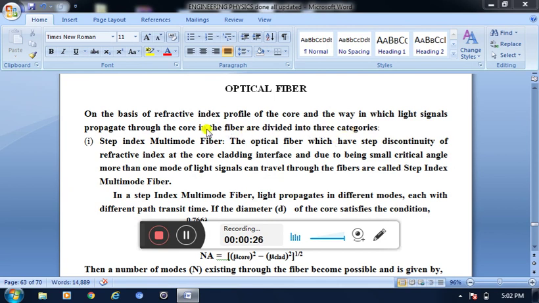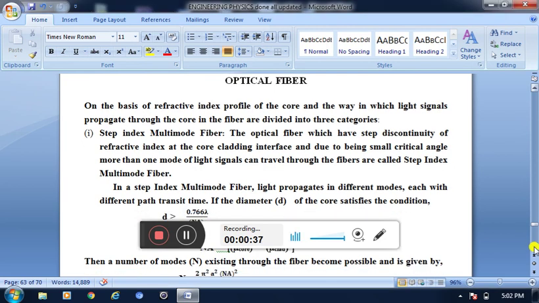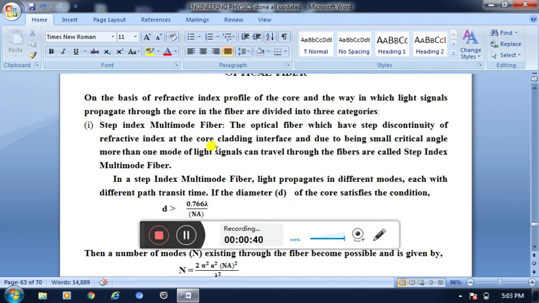Here we discuss that the fiber can be defined by the refractive index of the core. According to the fundamental concept of the optical fiber, according to their refractive index, we divide the optical fiber into three types. The first one is step index multimode optical fiber. As we all know, the core part has a discontinuous refractive index at the core cladding interface.